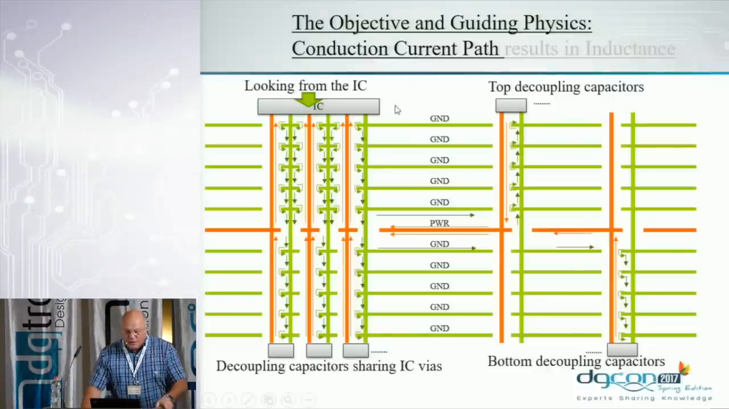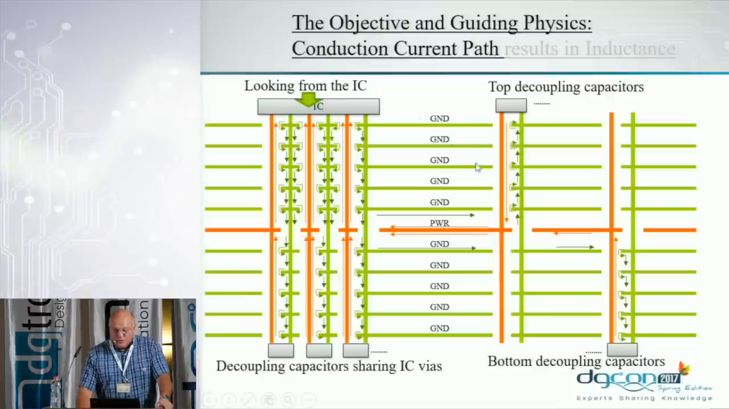All right, and so if we trace the current here, let's just think about current coming from the decoupling capacitor. Something switches, the device is drawing current. So we come down the via here to our power net area fill, across the power net area fill, and up to the IC. And then we come back.